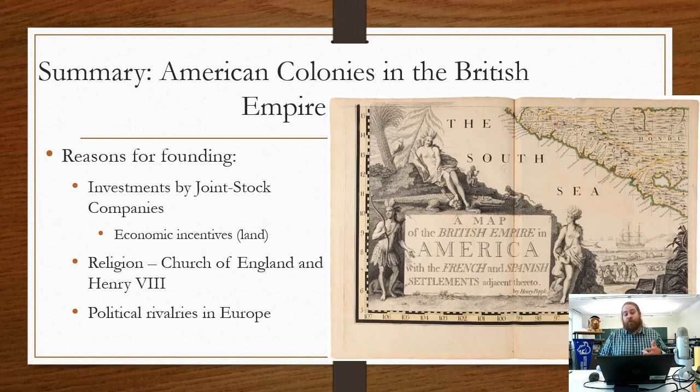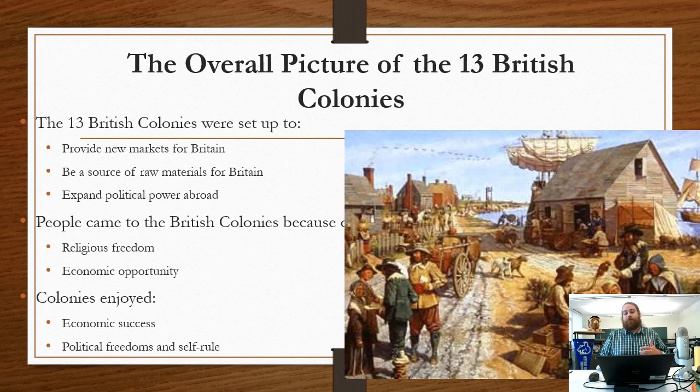And so to summarize, the colonies were founded as investments. They were founded for religion, and they were founded to expand the power of Great Britain in the world. And they were set up to provide new markets, to be a source of raw materials, and to expand political power abroad. The colonists who came valued economic opportunities and individual liberties. And the colonies for a long time enjoyed great wealth and great political freedoms and self-rule. In a lot of ways, the Americans at this time are some of the freest people in the entire world.